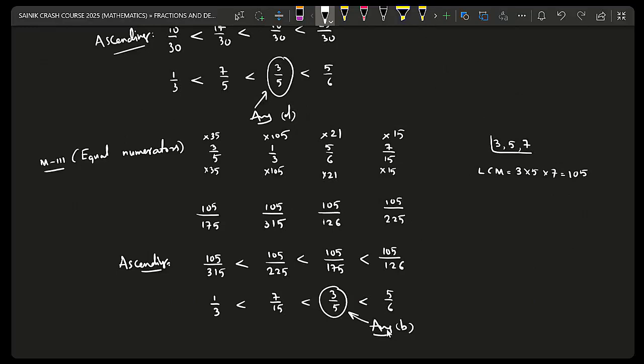So students, there are three different methods we can solve this question. We used the decimal method, we used the equal numerators method, and we used the equal denominators method. All of them give the same answer, that is 3 by 5. That means in mathematics, if you don't understand one method, you can go to another method and always find the answer. I hope everybody understands the solutions.